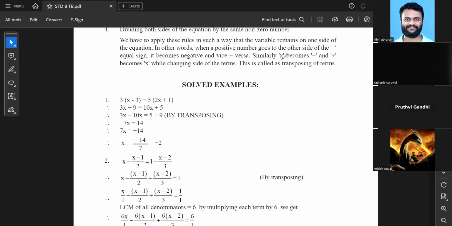Similarly, multiplication becomes division and division becomes multiplication. Like over here, if on the left hand side it was multiplied by 5, when you take it to the right hand side, it becomes divided by 5. Okay. Now let's deal with a couple of solved examples.